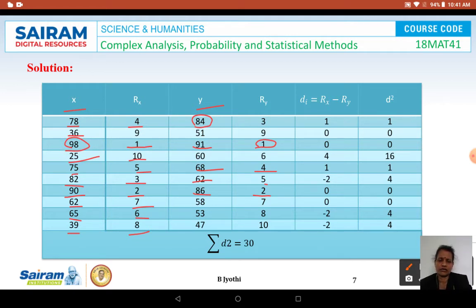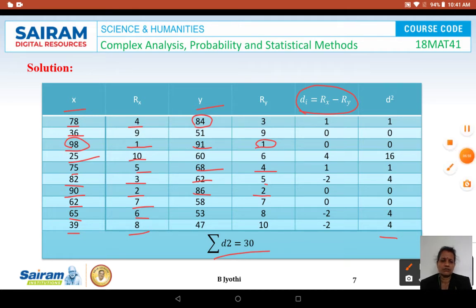It has been calculated. Next we will calculate what is Di, that is the difference of the ranks. So 4 minus 3, which is 1, 9 minus 9, that is 0, 1 minus 1, 0, and so on. Next, let's calculate what is D square. So D square is 1 square, 0 square, 4 square, that is 16, 1 square, etc. We have calculated. Next is sum of D square. What is sum of D square? The total of this is 13.